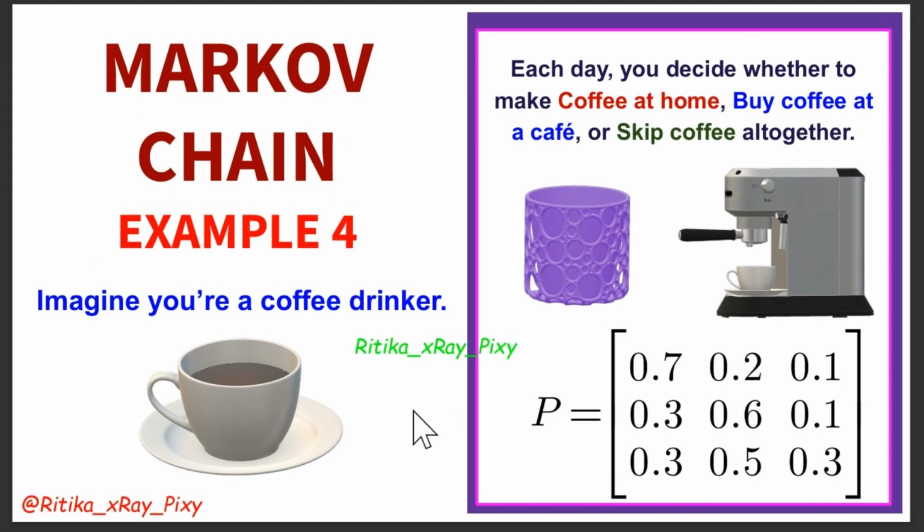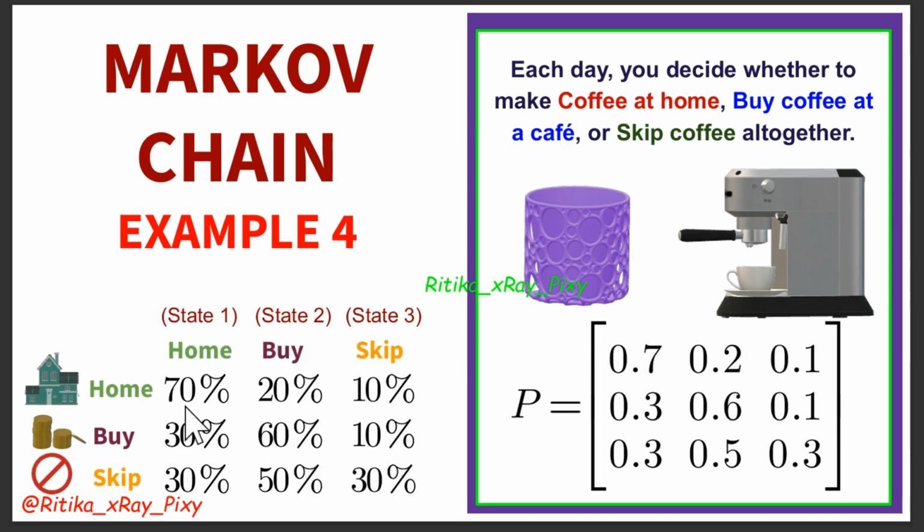Now let's take another example. Suppose you are a coffee drinker and every day you decide whether to make coffee at home, buy it, or skip. If you make coffee at home today, there is a 70% chance you will make it again tomorrow, a 20% chance you will buy, and a 10% chance you will skip tomorrow.